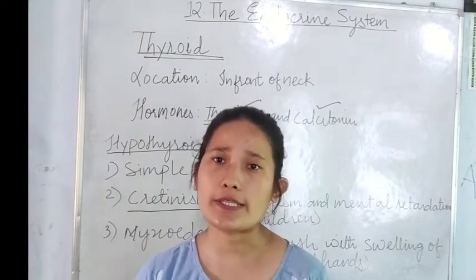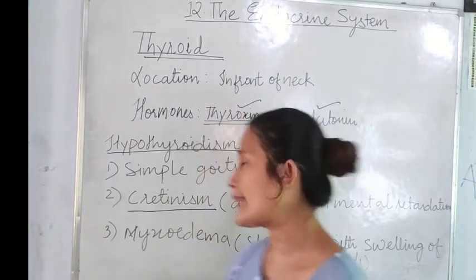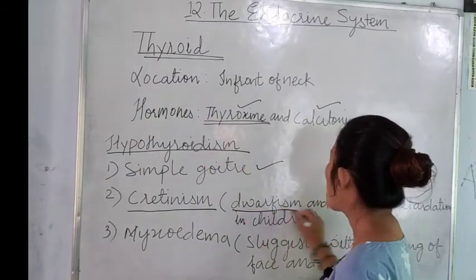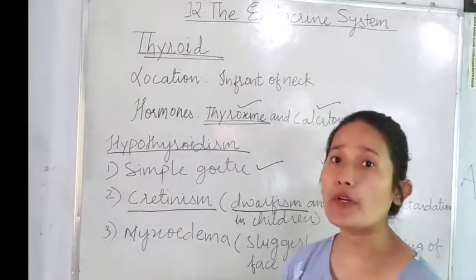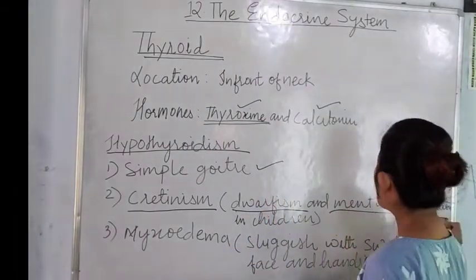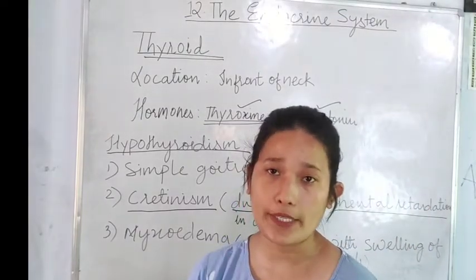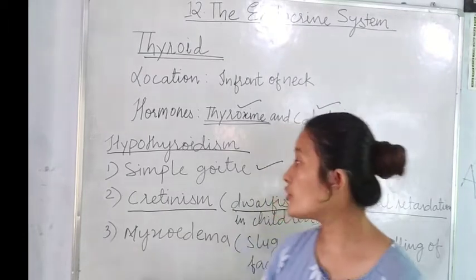So it usually takes place in children. So what are the symptoms that we can see? The symptoms that can be visible are short growth, that means dwarfism, proper growth does not take place in the children, and they are mentally retarded, that means proper brain development also does not take place. Okay, so that's all about cretinism.